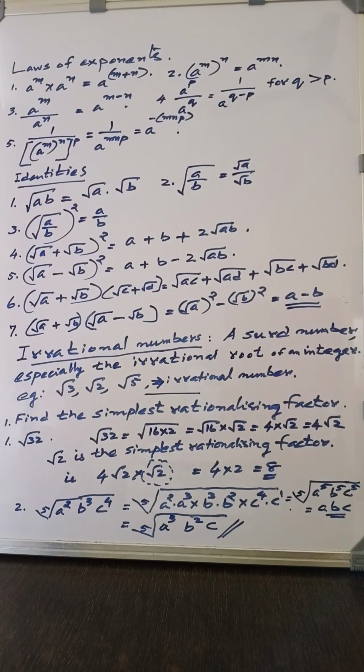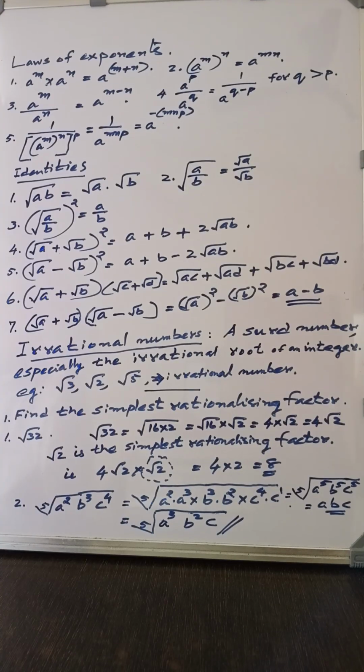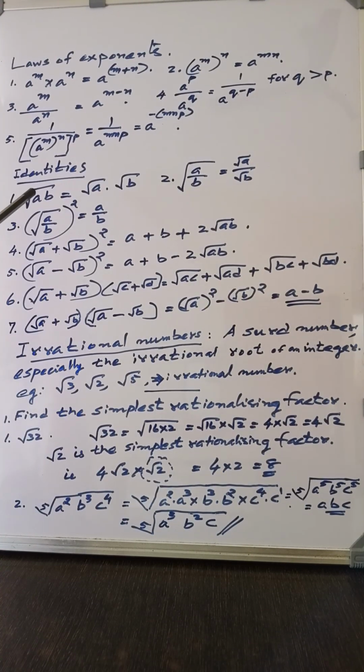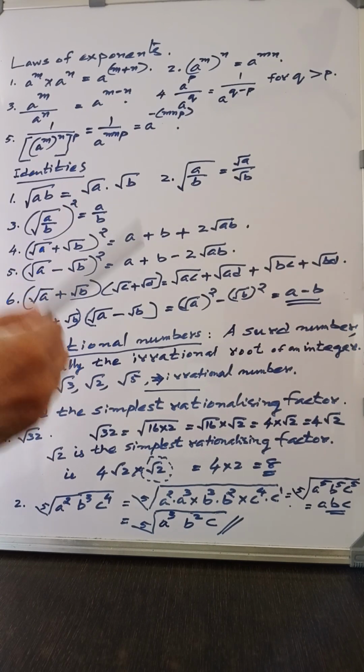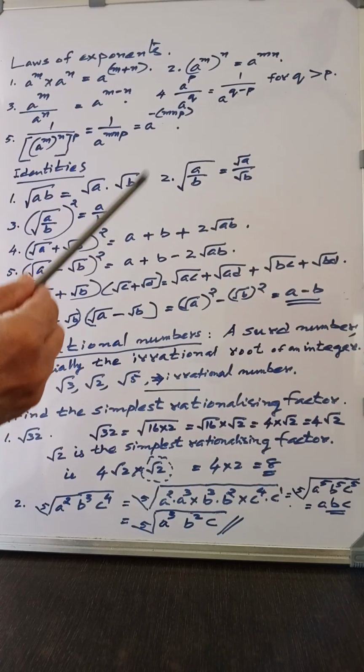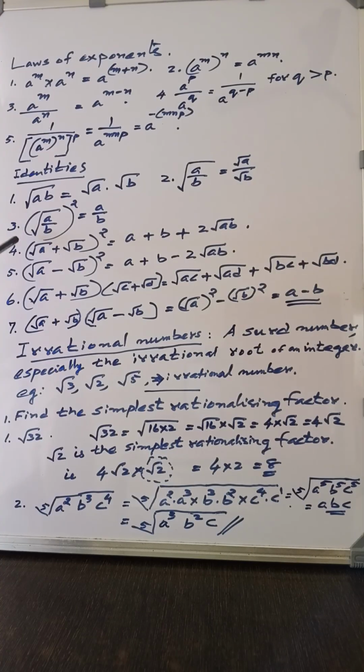Next, some identities we are discussing here, using the radical sign. One, root AB is split into root A into root B. Two, root A by B equals root A by root B. Three, root of A by B, the whole squared, equals A by B. How does it come like that?